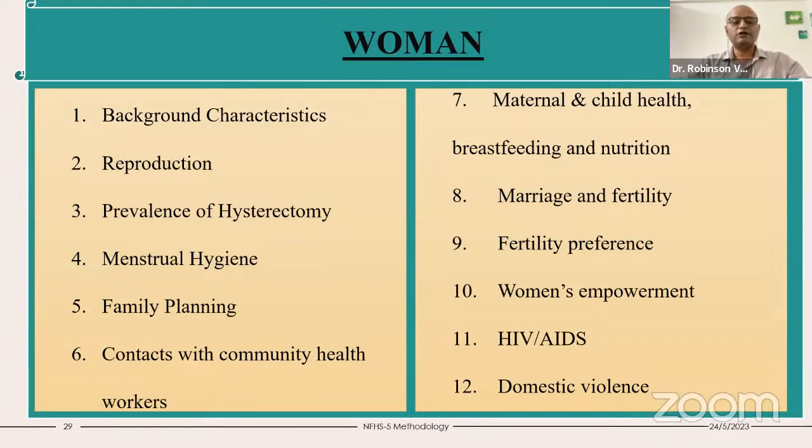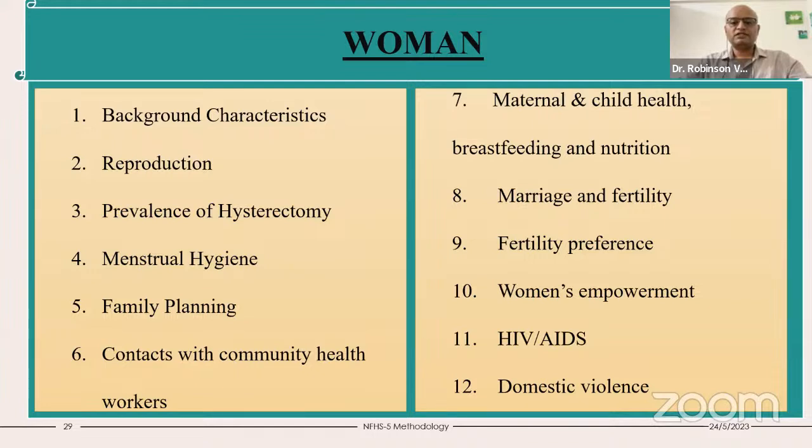For reproduction, we asked them about the number of children ever born, birth history, current pregnancy, and any termination of pregnancy. We also asked them about the history of hysterectomy. In menstrual hygiene, we asked them about the hygienic methods of protection used during the menstrual period. For family planning, we asked about knowledge and use of contraceptives, sources of contraceptive methods, and information on family planning. And we also asked them whether any community health worker ever made any contact with them.